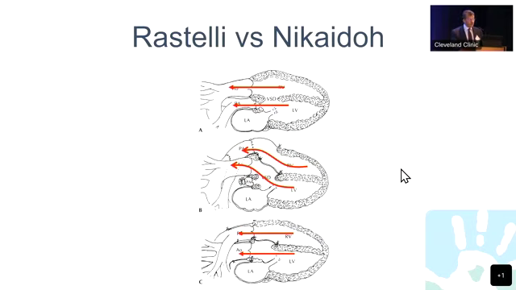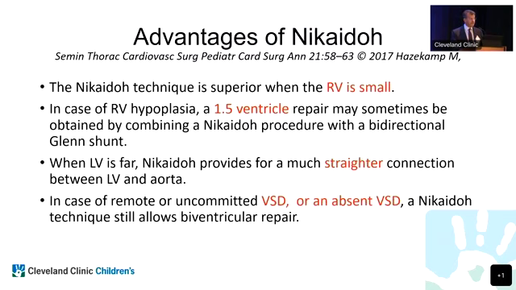Now, one of the important things that we have to realize is how far you want to translocate, or in which cases are the best to translocate the aorta. And it all depends on the size of the pulmonary valve itself, because you really don't want to translocate it for a pulmonary artery or pulmonary valve size of less than 5 millimeters. So if we look at the advantages of the Nikaidoh, it's a superior technique when the RV is small, because you're not taking any volume from the right ventricle, as we just heard.